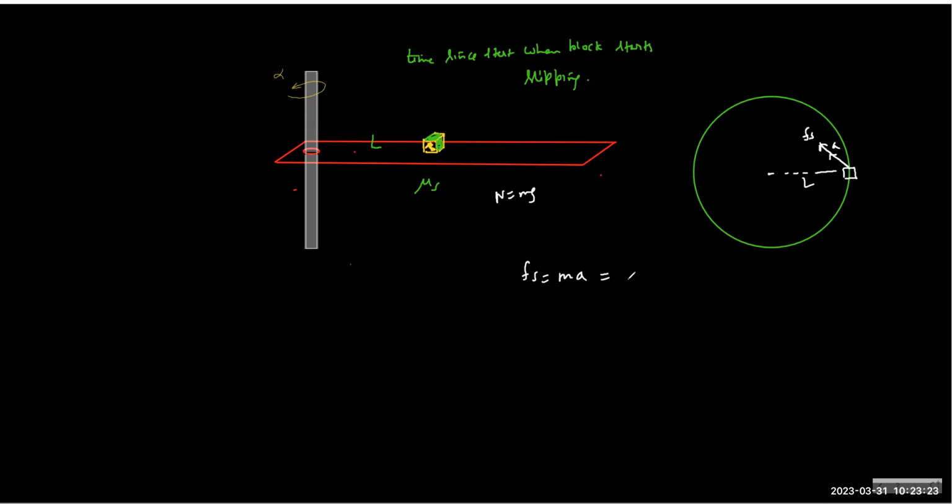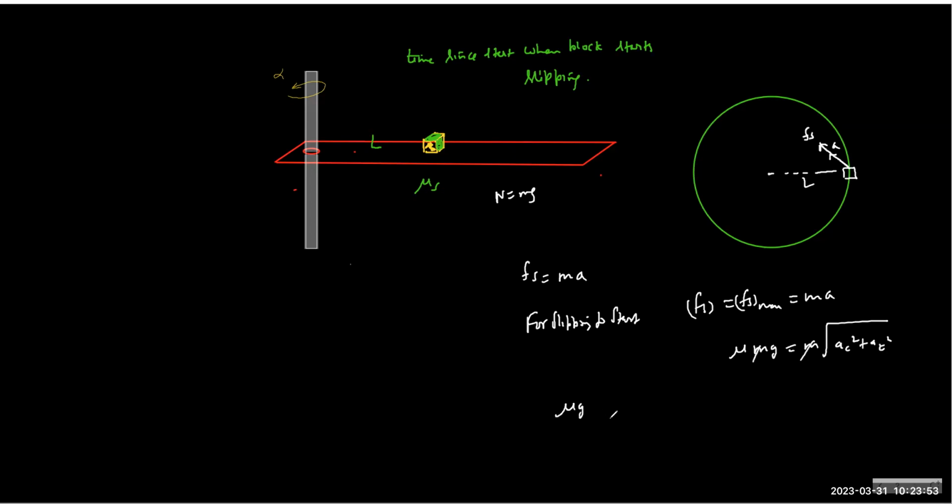We have to make the maximum case. So for slipping condition, Fs equals Fs max, which in turn is mu mg, equal to m under root of AC square plus AT square. AT we can write as alpha r. Yes, minus is coming. Correct. So mu square g square minus alpha square L square upon alpha raised to 4 L.